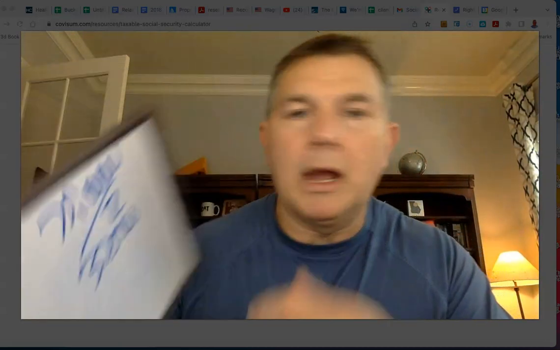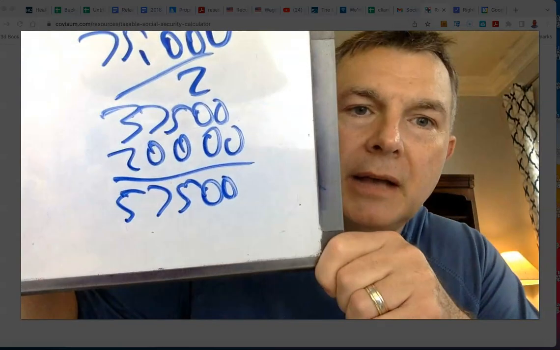Plus they got pension income or IRA distribution. It doesn't matter. Ordinary income, not earned income. Earned income is different, but that's subject to FICA. All we're talking about right now is how much of our Social Security benefit is subject to taxation. So then we got pension income of $20,000. That gives us a provisional income of $57,500.